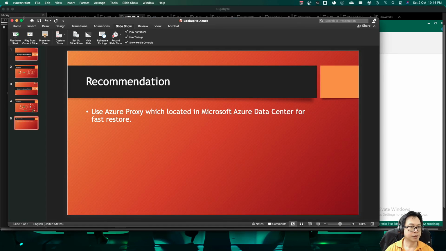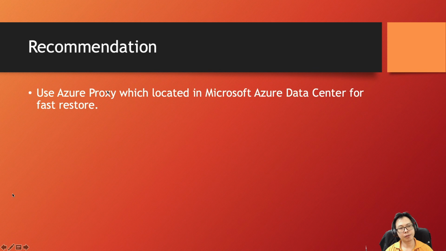Let's wrap up the whole entire thing. My last slide will be this. Based on our lab testing, it's always recommended to deploy an Azure proxy, which is located in Microsoft Azure data center, for fast restoration. Right? You do not want the traffic to flow back to on-prem, or even use the on-prem proxy to restore back to Microsoft data center. Right?